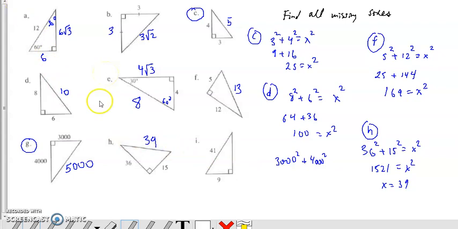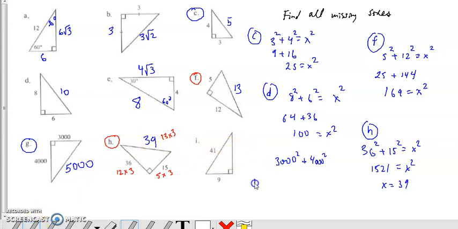Now, hopefully what you noticed is that H was actually similar to F. Notice that 5 and 15, this is really 5 times 3. Notice that 12 times 3 gives me 36, so 39 should be 13 times 3. Okay, so that's fun.